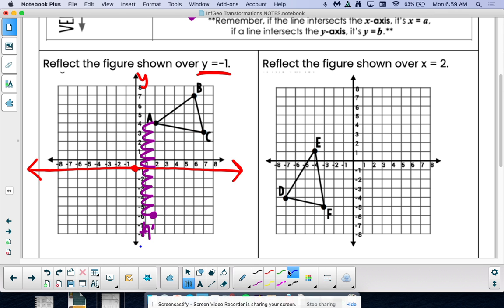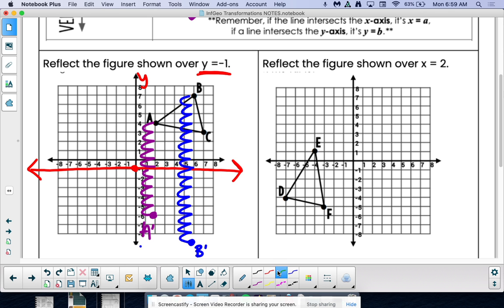Okay, let's do our B. B is how many away? 1, 2, 3, 4, 5, 6, 7, 8. Now we gotta go 8 in the opposite direction. 1, 2, 3, 4, 5, 6, 7. Oh, we ran off our page. That's okay. So somewhere right here-ish would be our B prime.